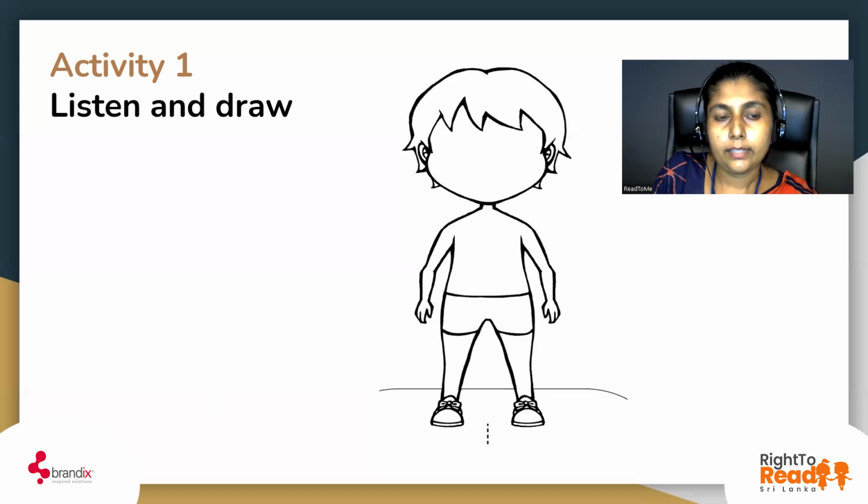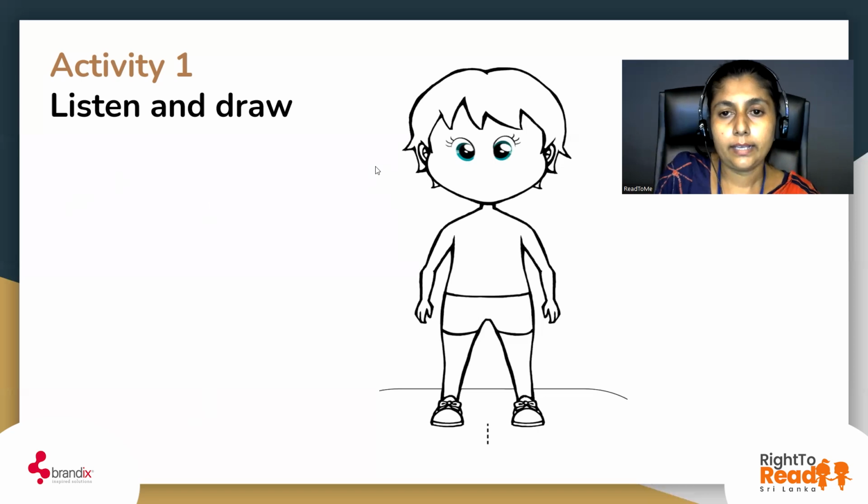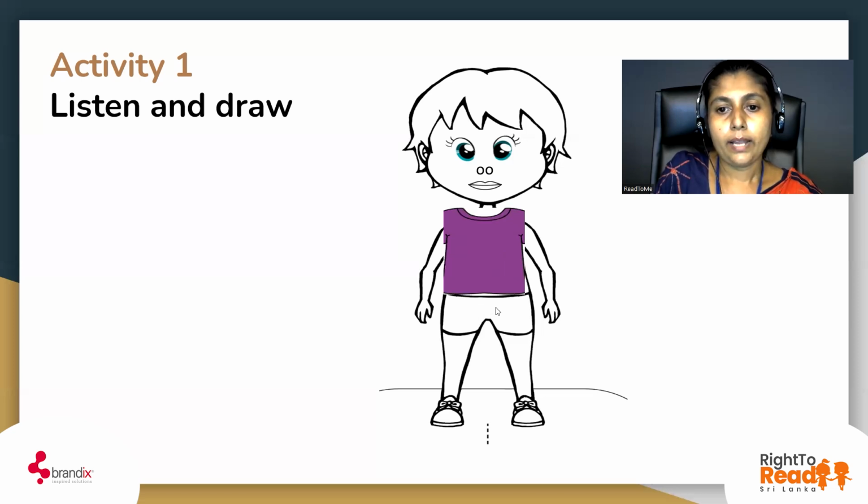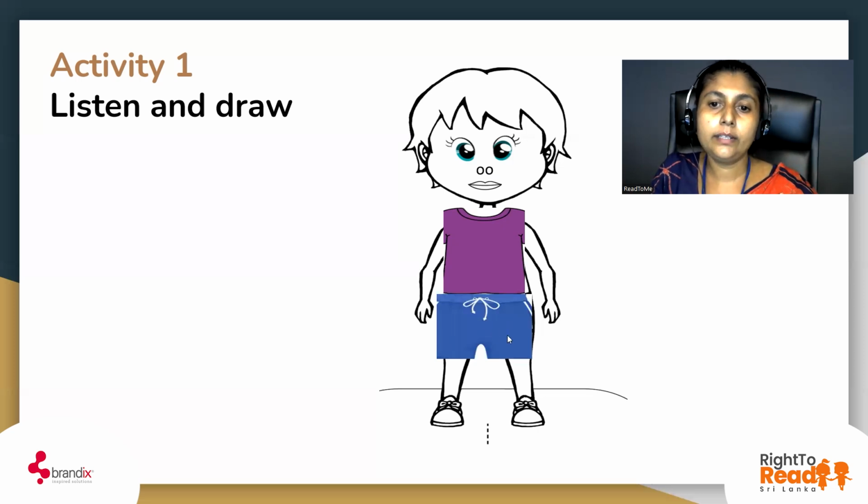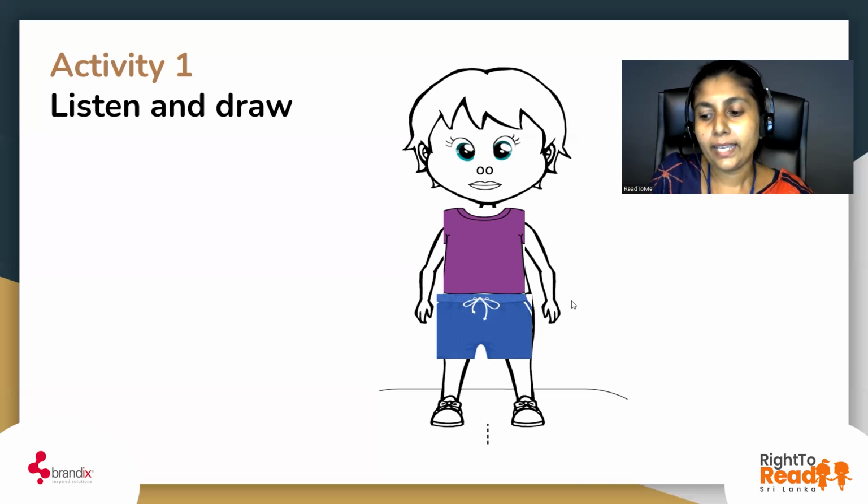Okay, children, I think you all have done the activity. Let's check whether you are correct. This boy has two eyes. Yes, he has got two eyes. And a nose, two small circles for the nose. There's a small mouth below the nose. And he's wearing a purple shirt. And then a short. He's wearing a light blue short. This is the boy.